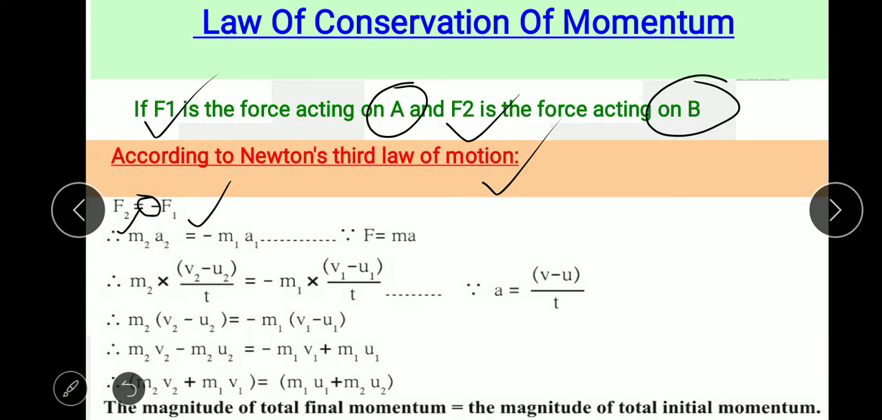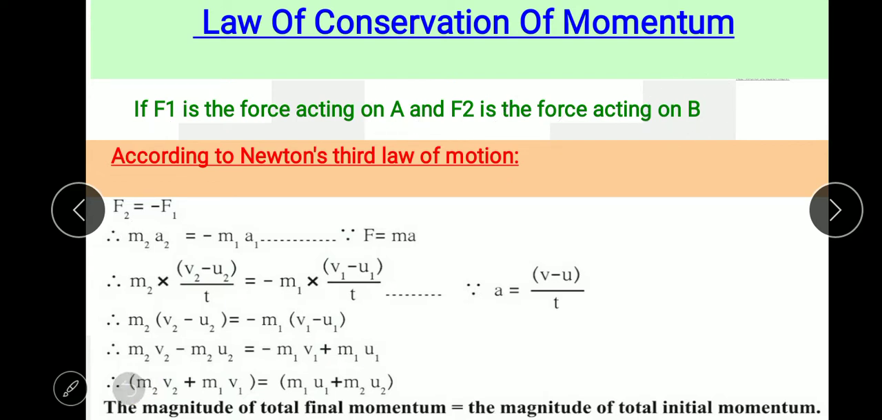So here I have substituted one minus sign over here. Why? Because the direction is opposite. So by using the third law of Newton, we have only one formula: f2 is equal to minus f1, students.